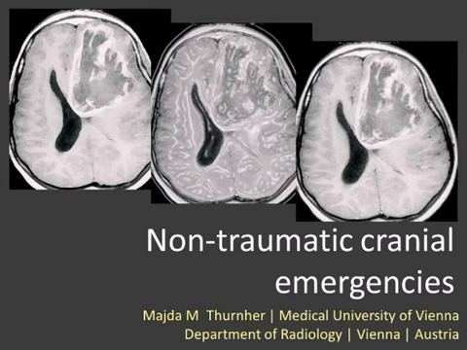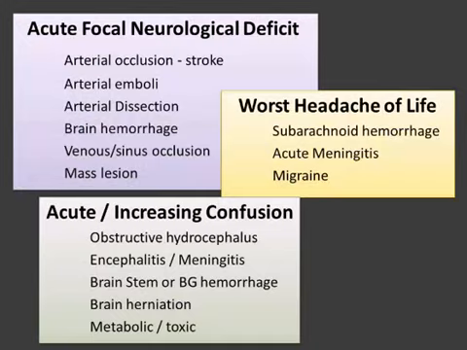My topic is non-traumatic cranial emergencies. The list of intracranial emergencies is very long. It starts with stroke, which we are all afraid of, and then goes to brain tumors, which sometimes will cause brain herniation. So how should we look at the intracranial emergencies?